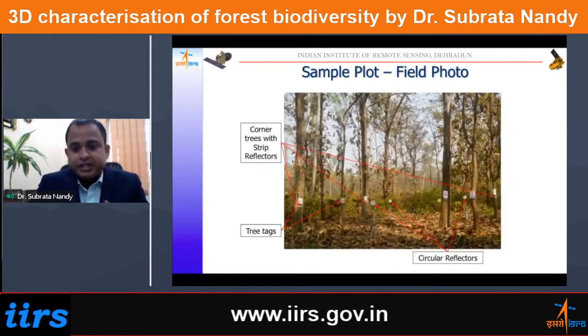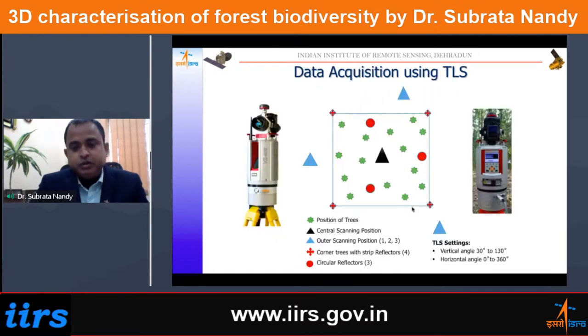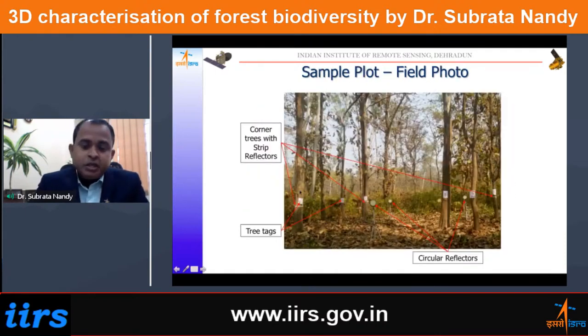This is how it looks in an actual field. You can see these are the circular reflectors, these are the corner reflectors in the field, here you can see the strip reflectors, and these are the circular reflectors. When I'm scanning from here, the faces of these should be visible. And one more thing: when I'm scanning from any position, the position of these should not be changed at all. The only thing you have to change is the surface of the reflector towards the scanner. So this is how we scan.